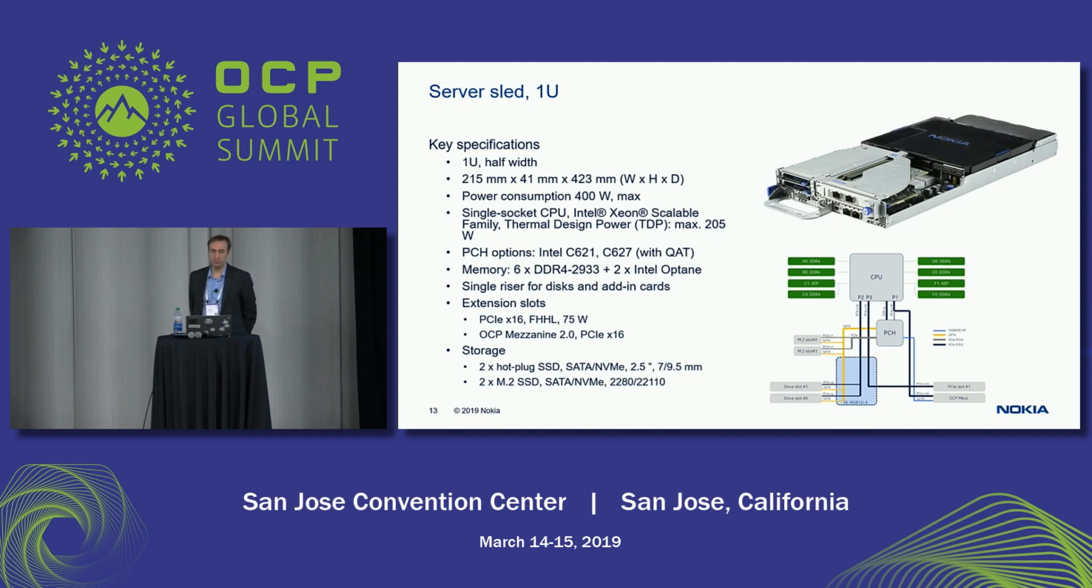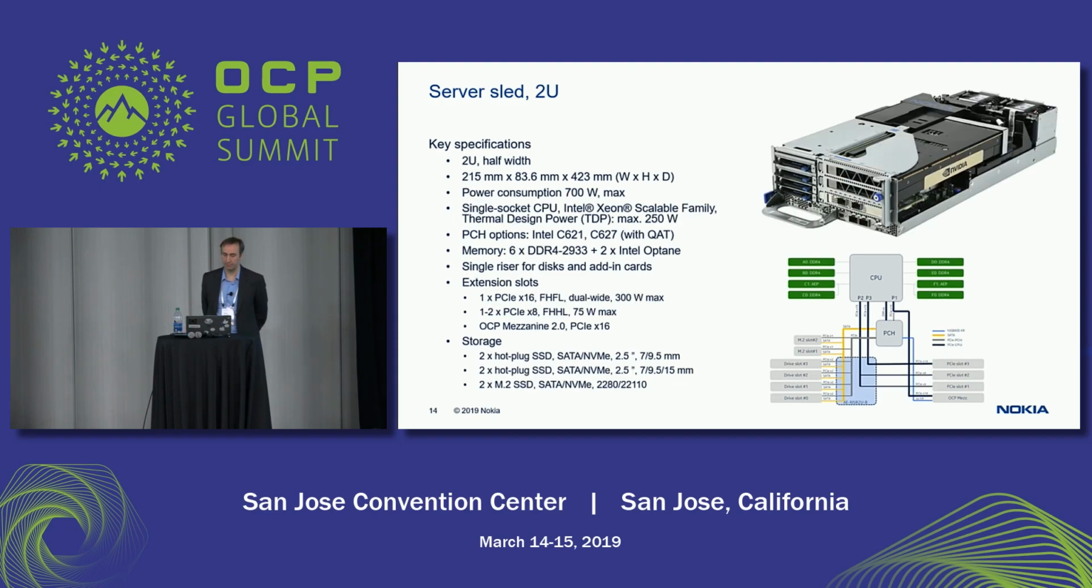The other one is with this Quick Assist technology that can be then utilized for encryption purposes, for example. In total, there's 8 DIMM slots. Typically, we would use 6 for the DIMMs in order to have the balanced DIMM configuration, plus then the additional could be utilized for Intel Optane memory if that is needed or wanted to be used. There's a single riser that is then connecting the add-in cards as well as the hard disk backplane there to the front. Extension slots, there's one PCIe x16, full height, half length, 70 watt slot plus an OCP Mezzanine 2 slot as well. And then storage, 2 hot pluggable SSD or HDD slots, and then 2 M.2 SSD slots as well.